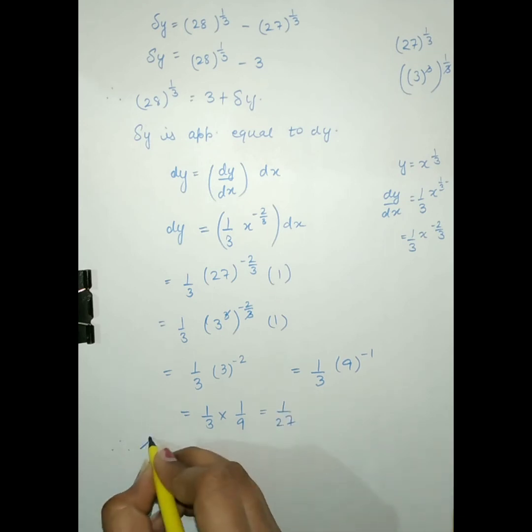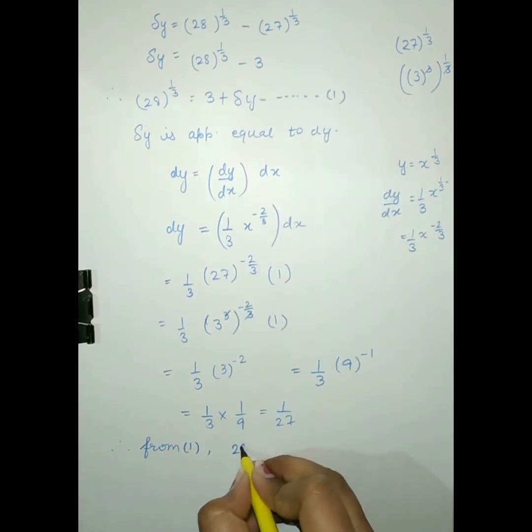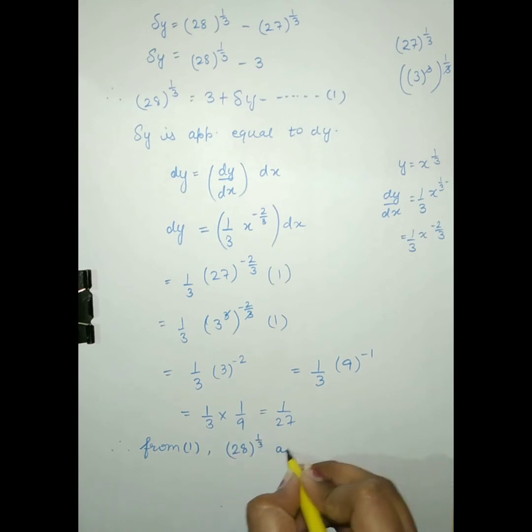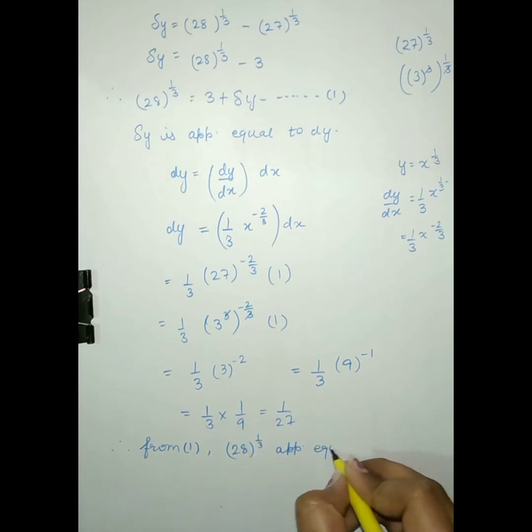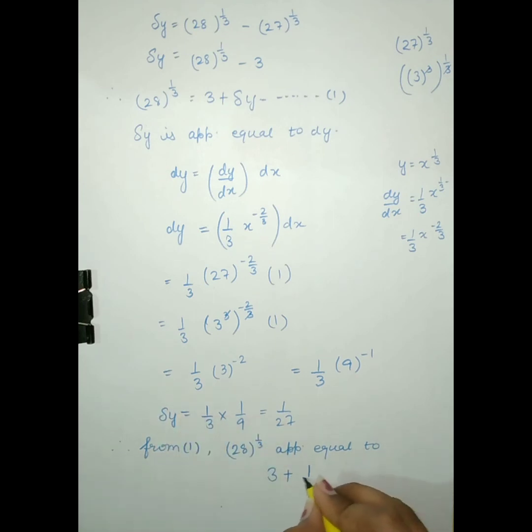So therefore from equation 1, 28 raised to the power 1 by 3 is approximately equal to 3 plus del y, which is 3 plus 1 by 27. That means it will become 82 by 27. So by using differential, the approximate value of the cube root of 28 will be equal to 82 by 27.